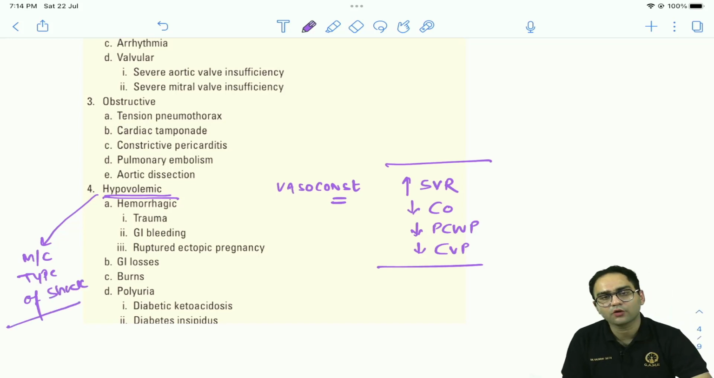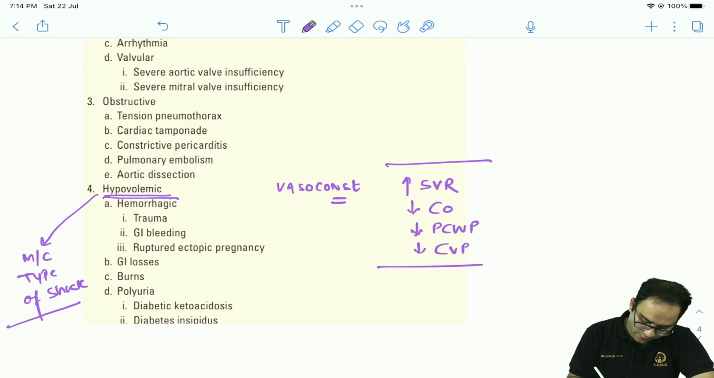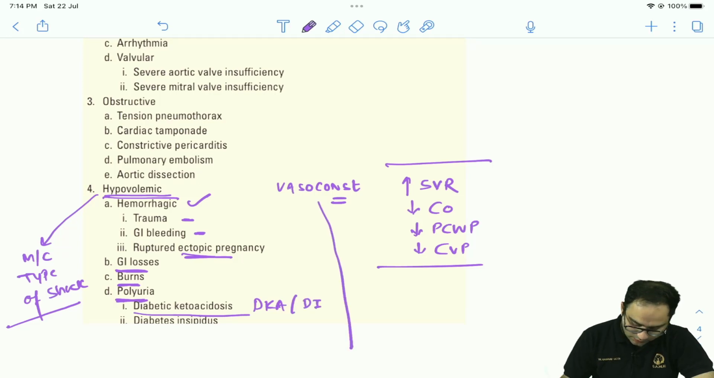So any sort of fluid loss, hemorrhage will ultimately contribute to hypovolemic shock. So you have hemorrhage, whether it's due to the trauma or due to the GI bleeding or due to the ruptured ectopic pregnancy, whether you have a GI loss, you have burns, you have polyuria, you have DKA, or you have diabetes insipidus, all this will constitute the hypovolemic shock.